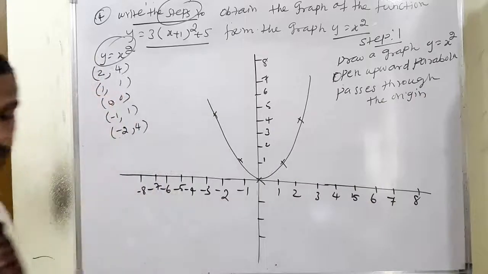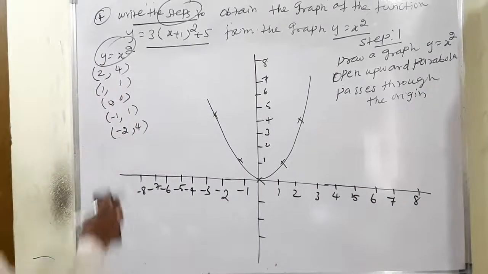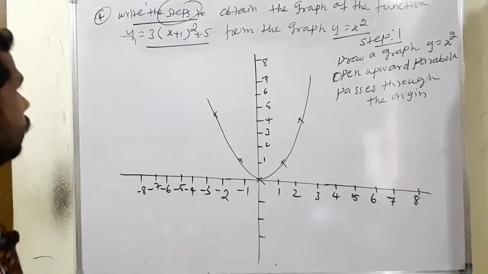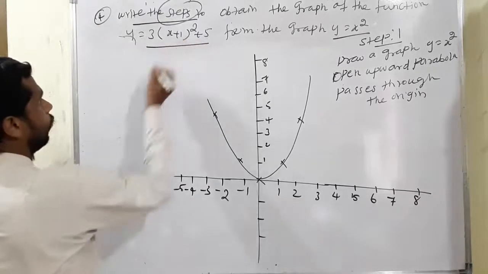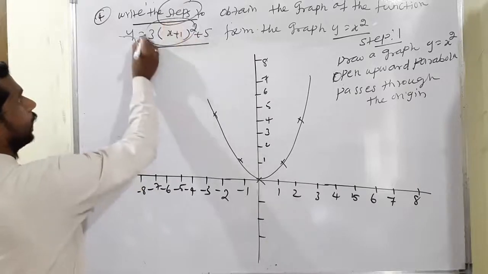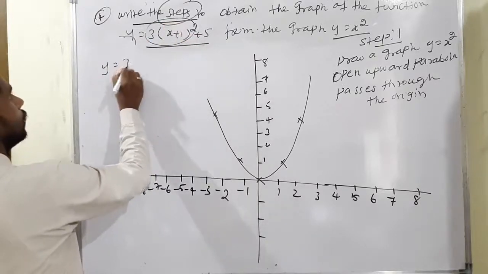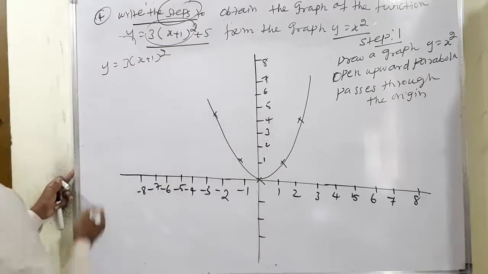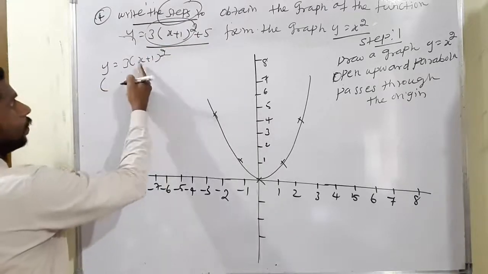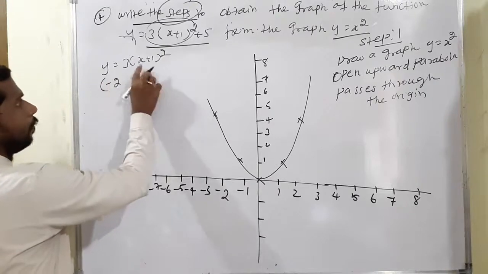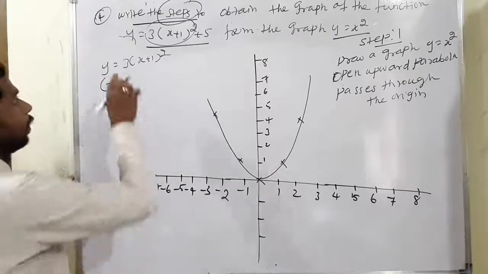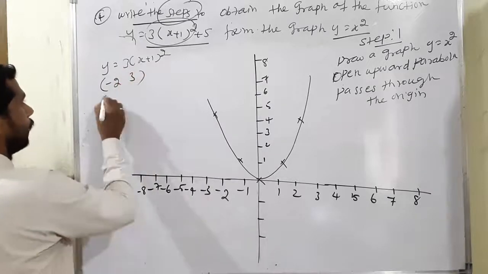Then the next condition. First I will consider only x plus 1 the whole square times 3, except the 5. So y is equal to 3 of x plus 1 the whole square. What will happen? First, x is equal to minus 2. Minus 2 plus 1 is minus 1. Minus 1 the whole square means positive 1. 1 times 3 is 3. First case.